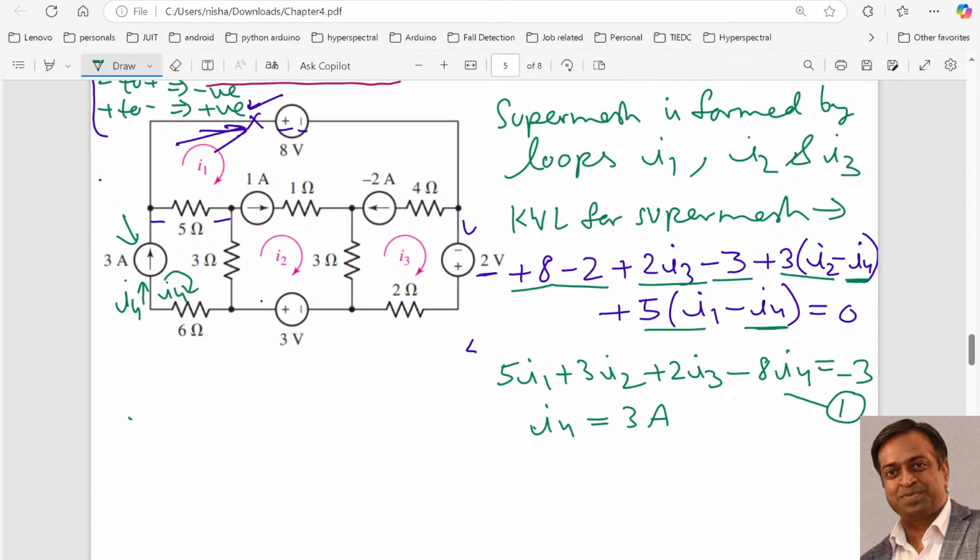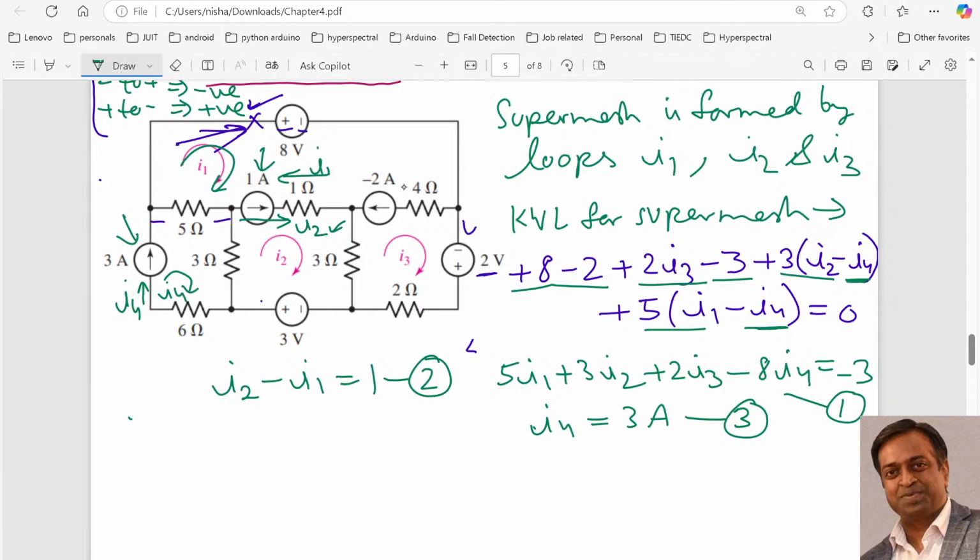Now looking at this current source, through this particular branch in which this 1 ampere current source is present, two currents are flowing. One is I2 in this direction, and another current is I1, which is flowing in this direction, right? So since the direction of the current source is from left to right, means the direction of the current source is in the direction of I2. So it means we can write that the effective current is I2 minus I1, and the magnitude will be 1, which is the magnitude of the current source in this branch. So this is our second equation. This is our, we can say it is our third equation.